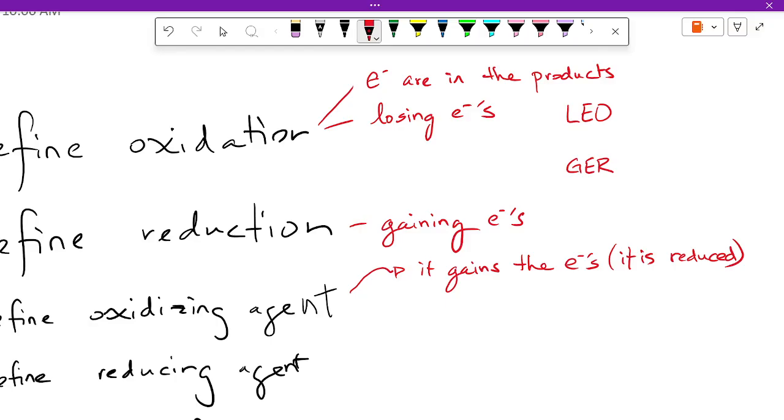Yeah, it's oxidizing the other thing. So it oxidizes the other element, the one that is undergoing oxidation. And how does it do it? It rips electrons off it, right? And that's how it gains its electrons.